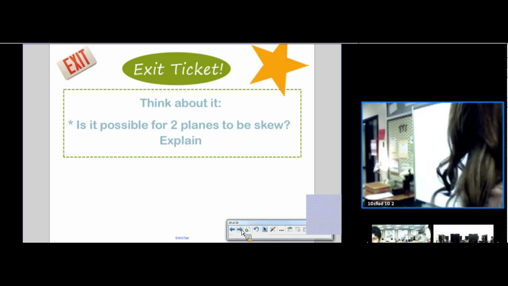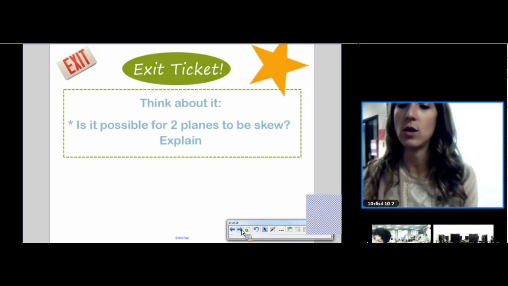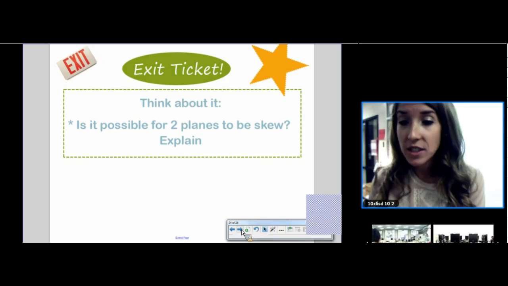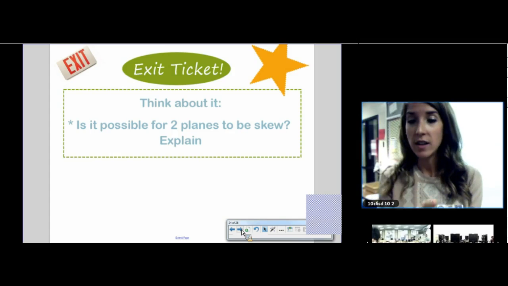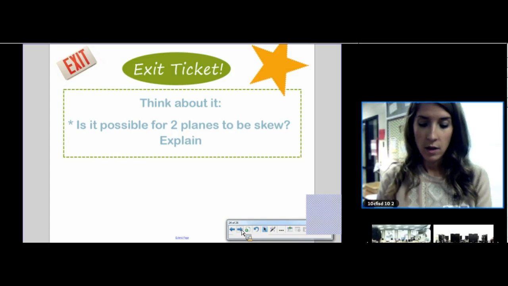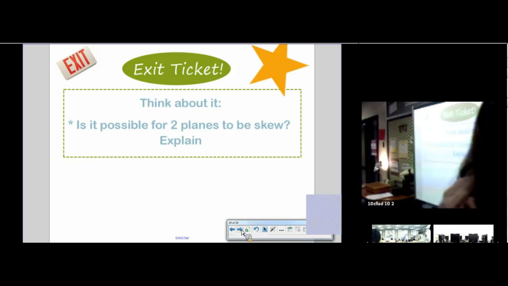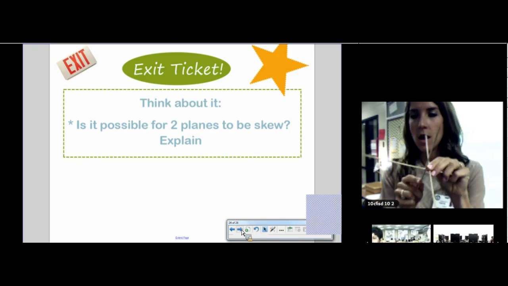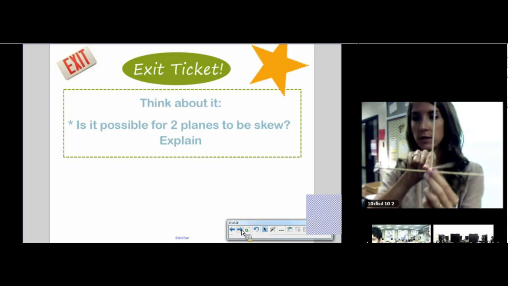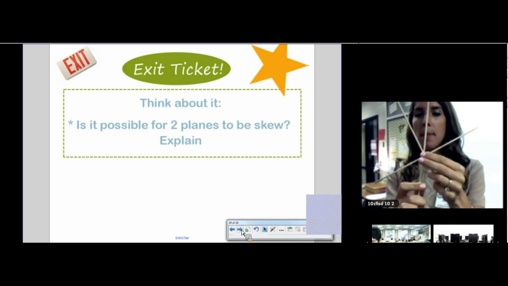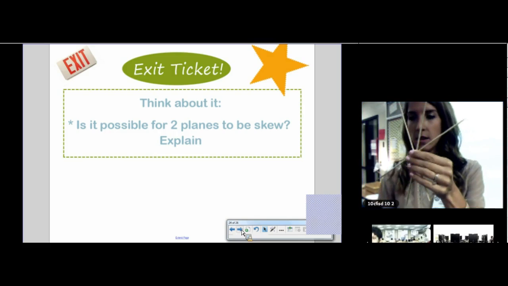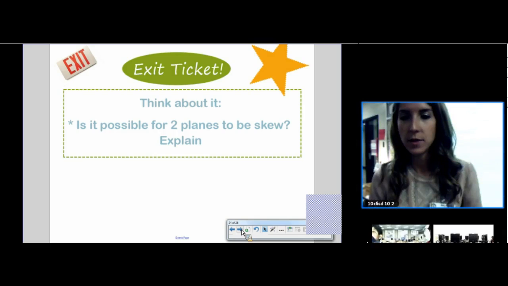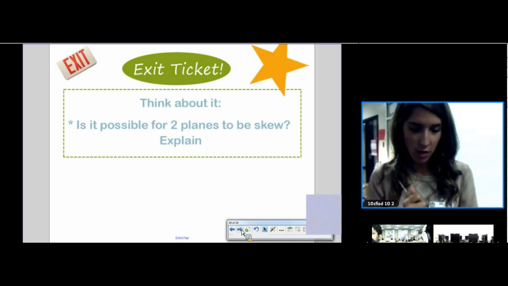Is it possible for two planes to be skew? Can three lines intersect and be coplanar? They could, but they don't have to. So here's three lines intersecting, but these are not coplanar. Look at them, they're jutting out everywhere. But here's three lines intersecting, and they're flat. It's a flat surface. So they could or they could not. Sorry, I know you're asking me that because it's on the homework.